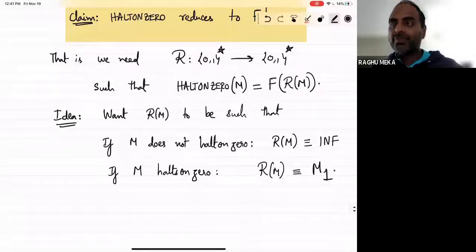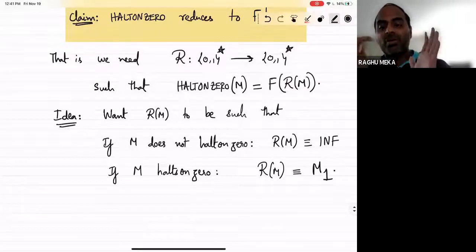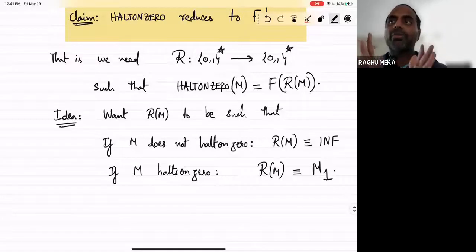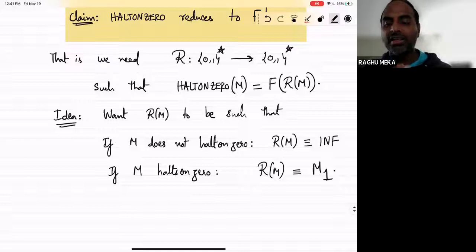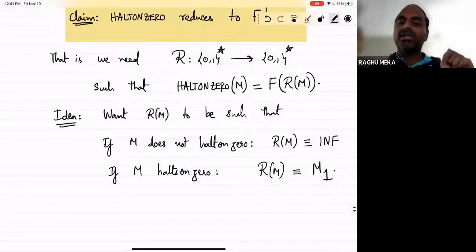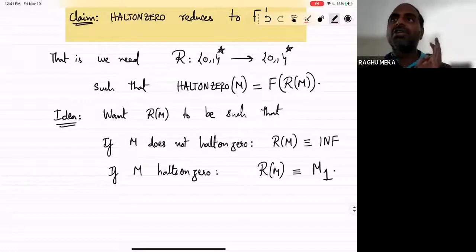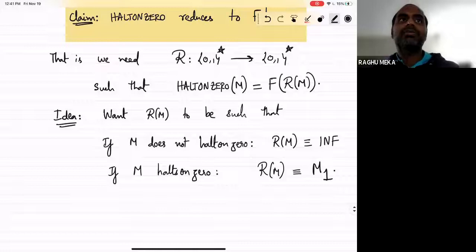this thing to hold. So I want a reduction. I want a way to transform my input program M into two things in such a way that whenever M halts on 0, what I get is a program that goes into an infinite loop. If it does not halt on 0, its behavior is exactly that of M1. How can I do that? Any ideas?